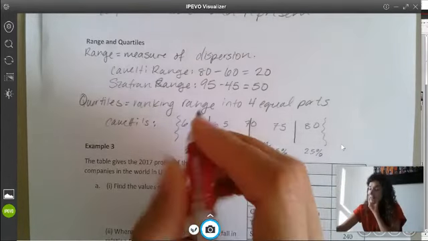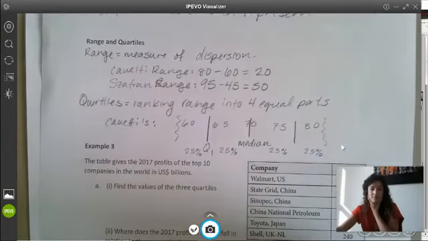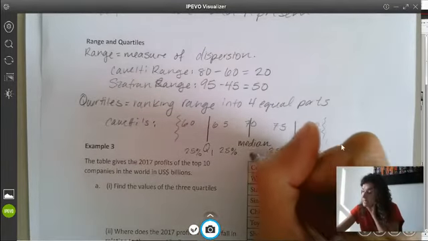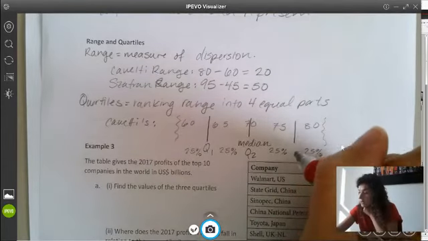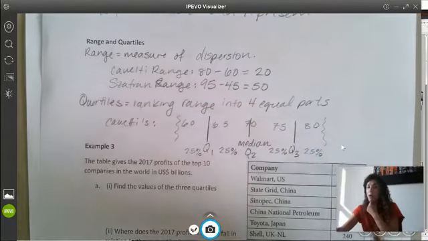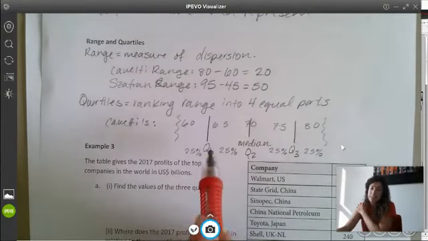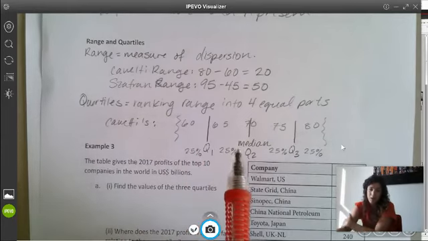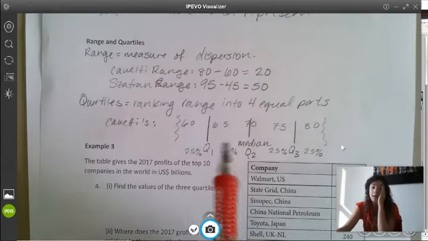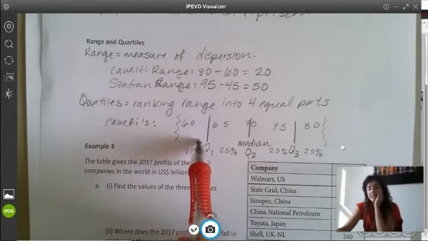So this first line right here that breaks it up into the first 25% is called quartile 1. The median is quartile 2. And then right here is quartile 3. Now it's a specific spot in the data. It does not mean that 60 is quartile 1. It means halfway between 60 and 65 is quartile 1. So that's going to be 62.5, which means that 25% of your data lies between 60 and 62.5.